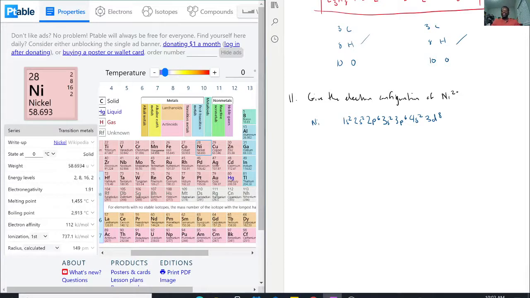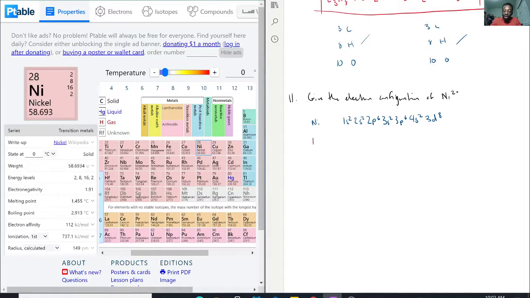Okay. That right here would be the electron configuration for nickel. And to make sure we have the right one, all these superscripts should add up to 28. So we have 2 plus 2 plus 6 plus 2 plus 6 plus 2 plus 8. 28. Perfect. So we have done the electron configuration for nickel.